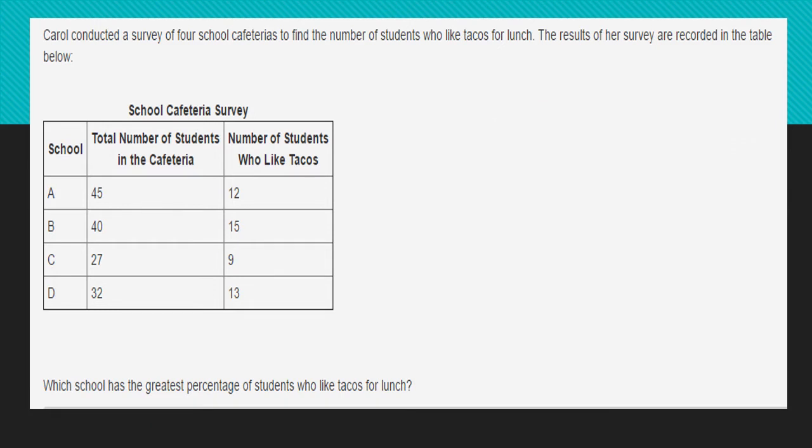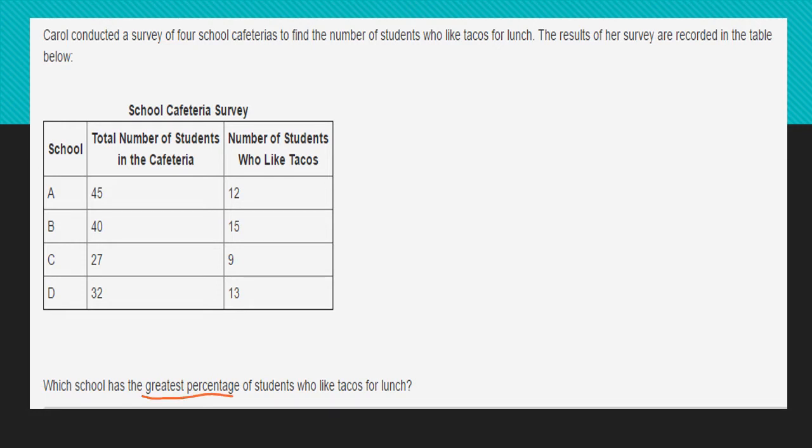Okay, so this question says that Carol conducted a survey of 4 school cafeterias to find the number of students who like tacos for lunch. The results of her survey are recorded in the table below. Which school has the greatest percentage of students who like tacos for lunch?